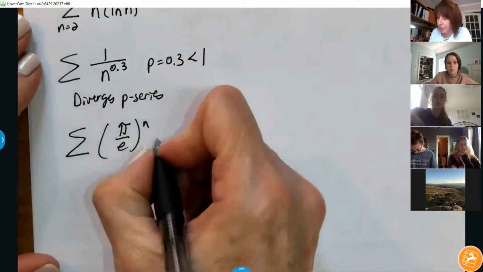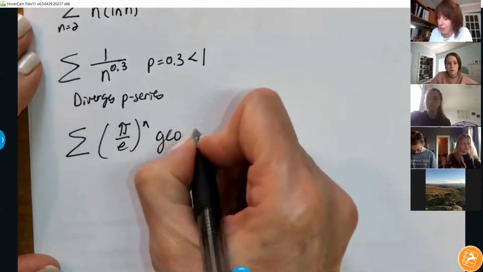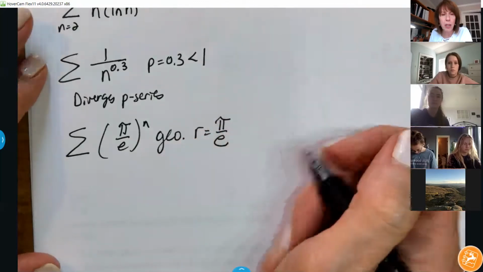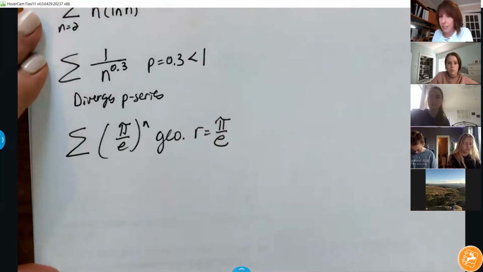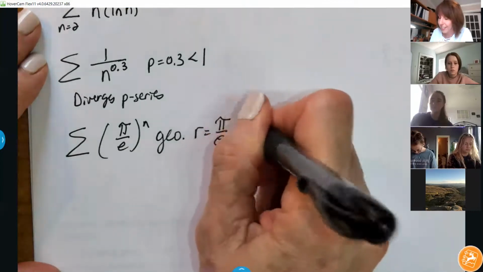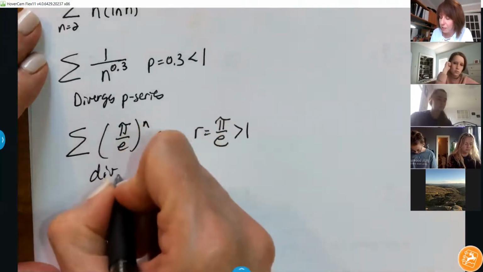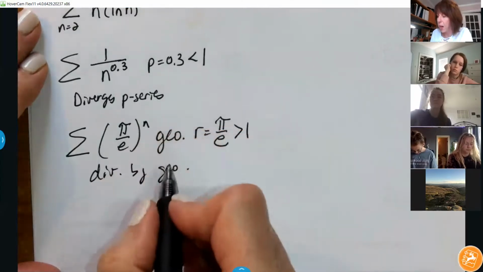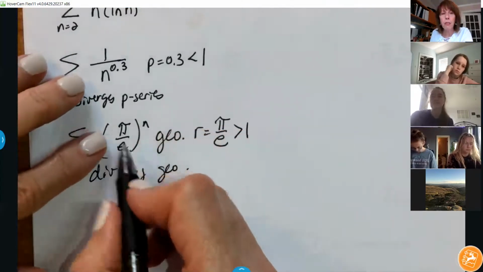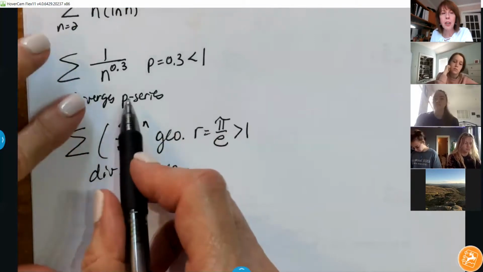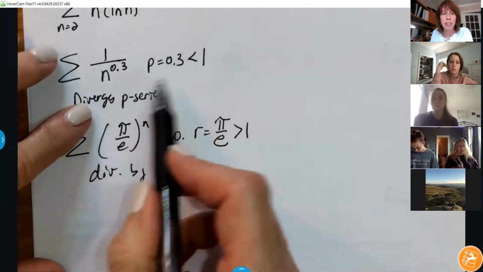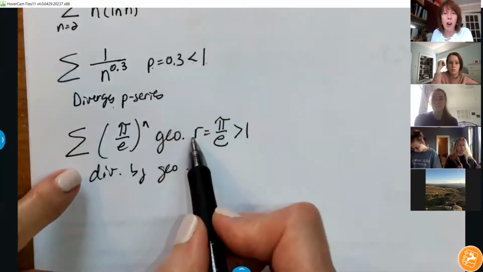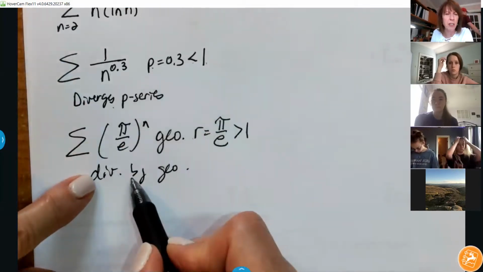Geo Series Test. Good. R here is pi over e. Bigger than 1 or less than 1? Bigger than 1. So we diverge. For this, I know I'm saying the opposite of what I just said, because P was less than 1, so we diverged. R is greater than 1, so we diverged.